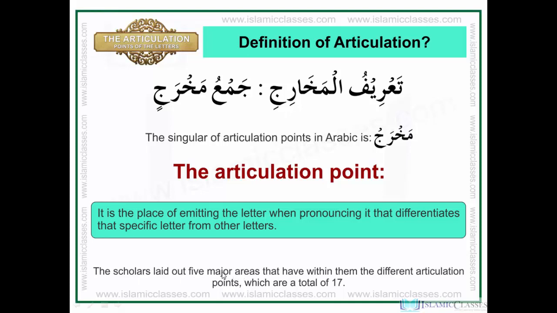There are 5 major areas of our face, or you can say our mouth, that have within them the different articulation points. In our mouth there are 5 places, and these places are most important to know the sound of Arabic letters. There are a total of 17 articulation points in those 5 major areas. So you have to know those 5 major areas first, and then within them I will show you the 17 Makharij. I'm going to the next page to show you those 5 major areas.